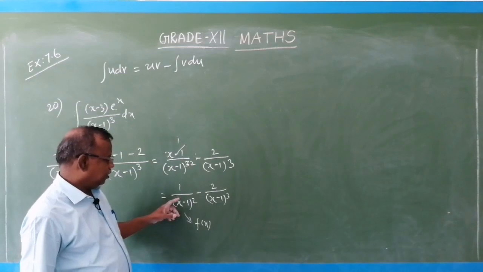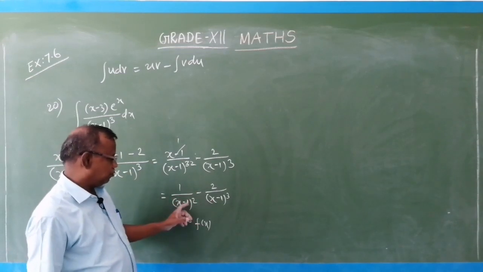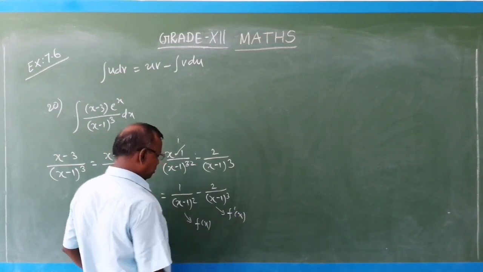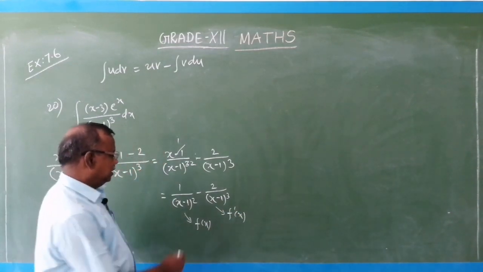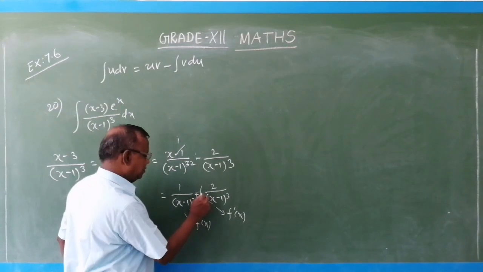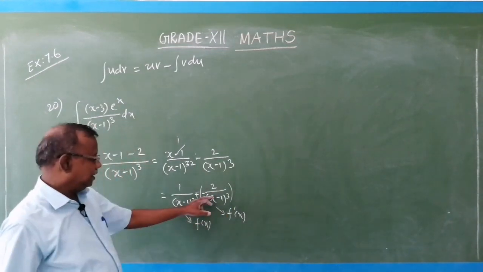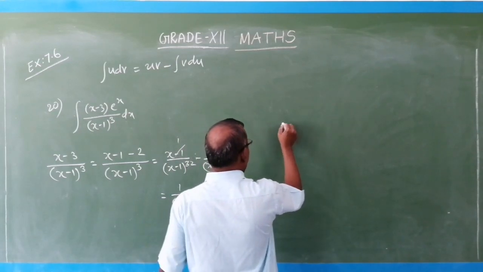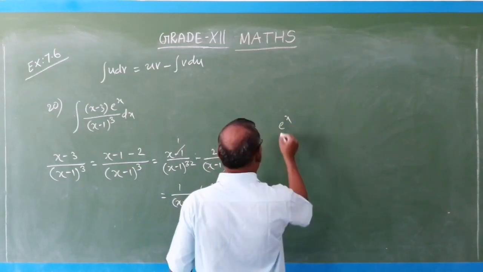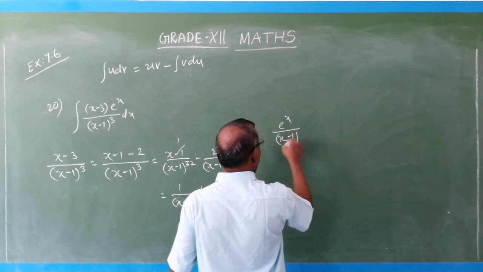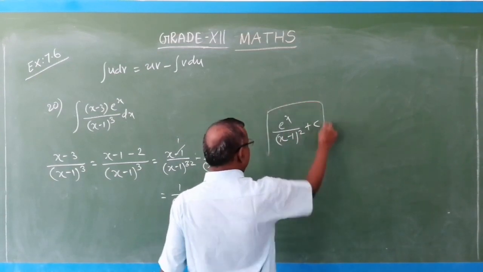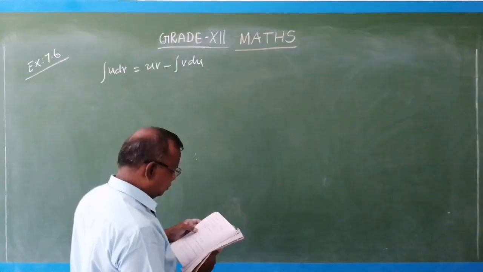So the derivative of the function is minus 2 divided by (x minus 1) the whole cube. So this will be the f dash of x. The first one is f of x, plus the negative term, which is the derivative. So the answer is e power x into f of x, that is e power x divided by (x minus 1) the whole square, plus c. So this is the answer.